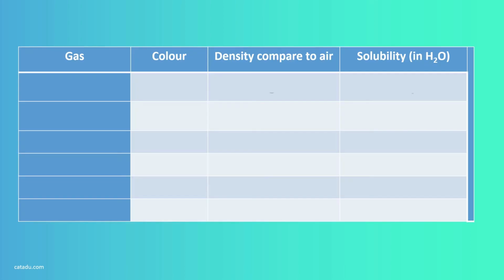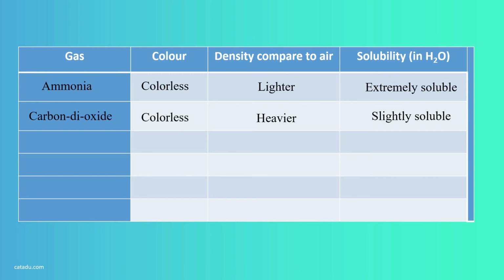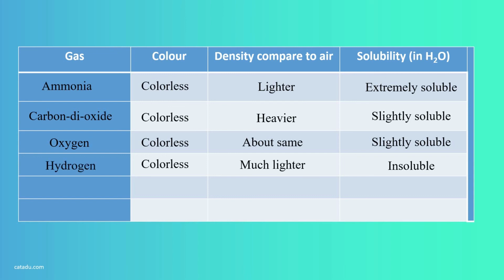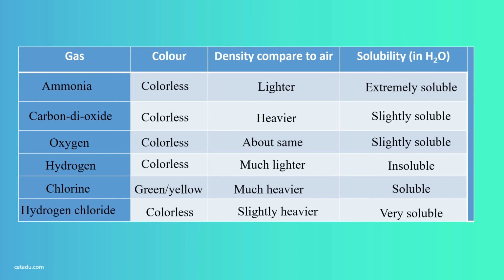Some properties of gases: ammonia gas is colorless, lighter than air and extremely soluble in water. Carbon dioxide is colorless, heavier and slightly soluble. Oxygen is colorless, about the same density and slightly soluble. Hydrogen is colorless, much lighter and insoluble. Chlorine gas is green yellow, much heavier and soluble. Hydrogen chloride is colorless, slightly heavier and very soluble.